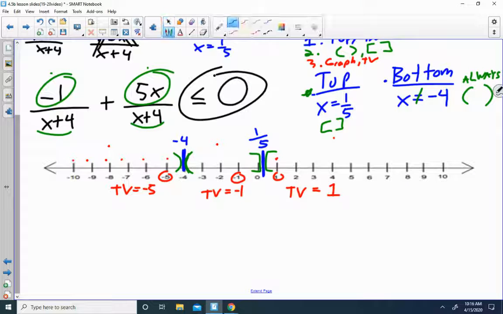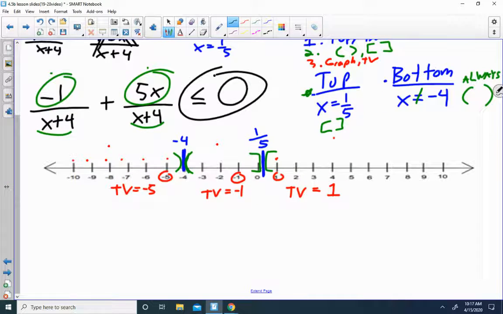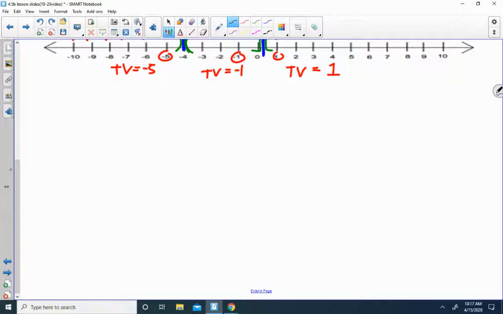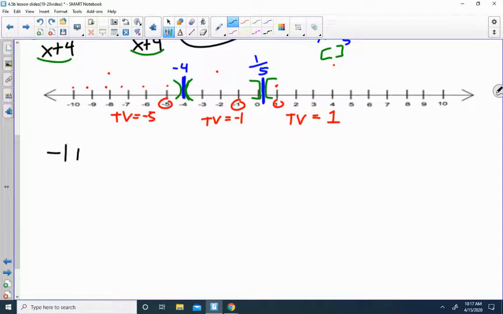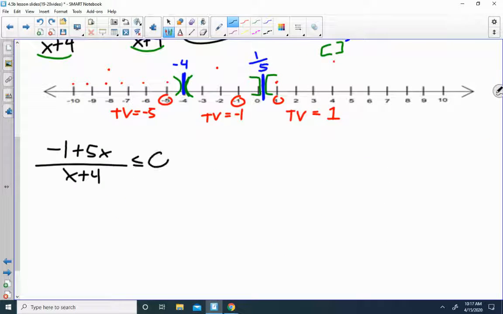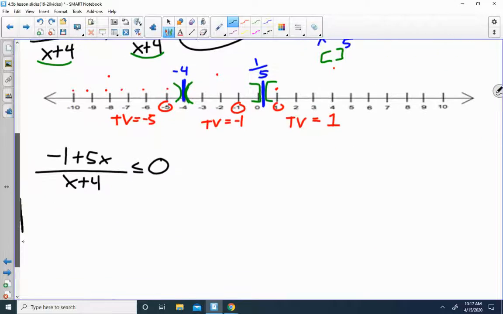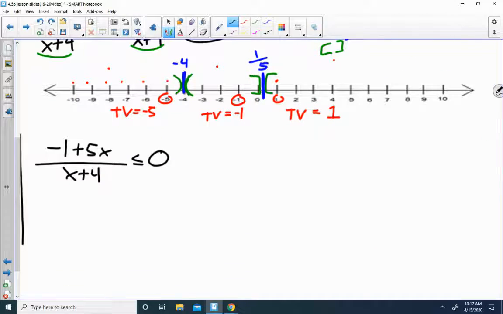So just like before, we're going to plug these all into our expression and see which ones work and which ones don't. I'm just going to copy down the function real quick: negative 1 plus 5x all over x plus 4, and we said it was less than or equal to 0. Okay, just going to double check. Negative 1 plus 5x over x plus 4 less than or equal to 0. Perfect. So that's the function we're going to be working with.